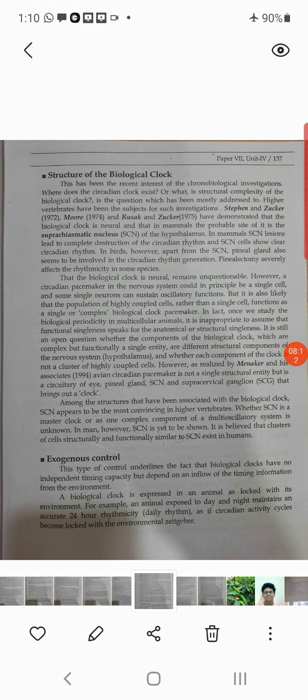Now, here are long notes you can learn or read. Then exogenous control. So how is it controlled?